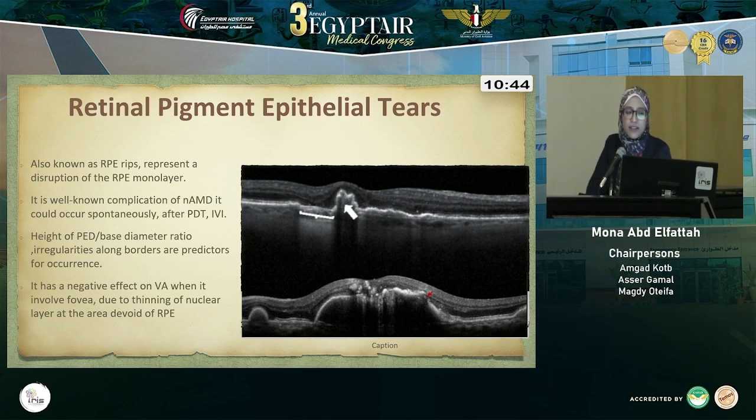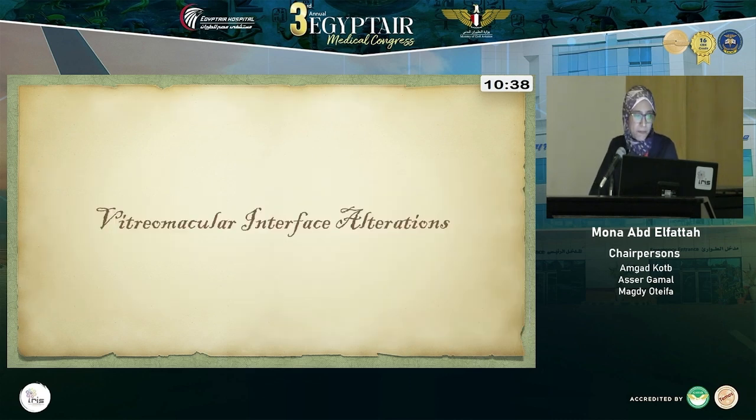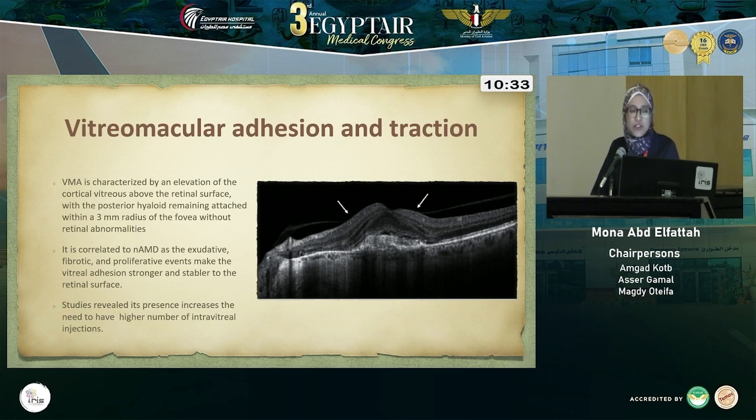It has a negative effect on visual acuity when involved fovea due to thinning of nuclear layer at the area devoid of RPE. Vitreoretinal interface alteration. الادهيجن هو عباره عن elevation of the cortical vitreous above the retina، بس بيبقى لسه ماسك في 3 ملم وما بيحصلش فيه اي changes في الفوفيال surface.